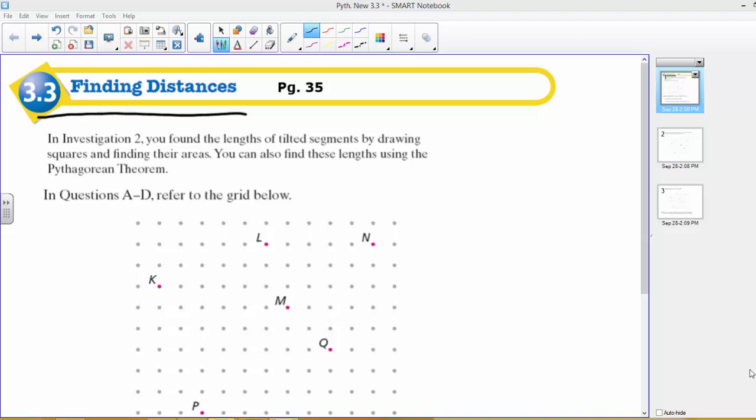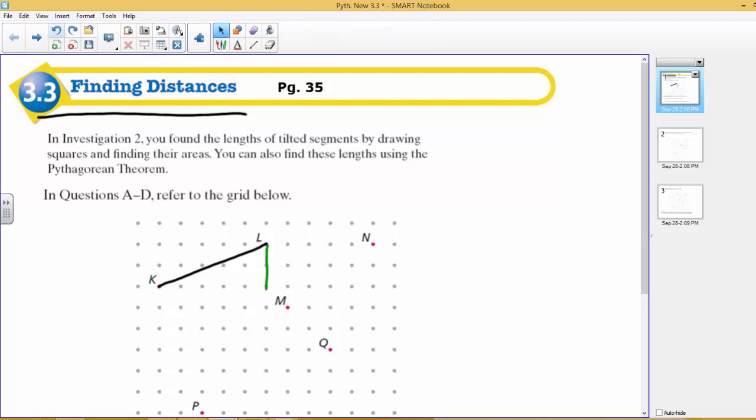All right, so it says, on the grid below, connect K to L. So that's what we're going to do. And it says draw a right triangle with that as its hypotenuse. I'm going to color code this. And then it says find the lengths of the legs of the triangle using the Pythagorean theorem. So I'm actually going to draw the legs the opposite way because we're going to draw the squares off the legs. So we're going to go here and here.